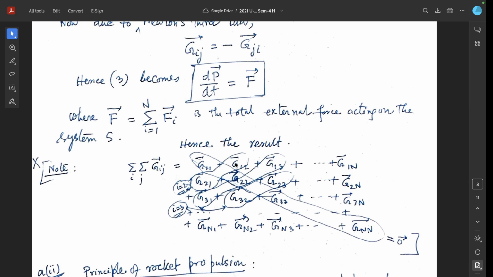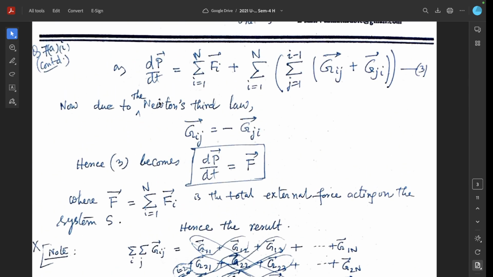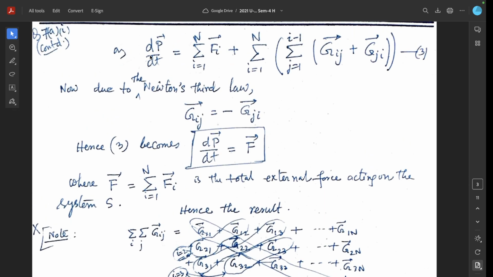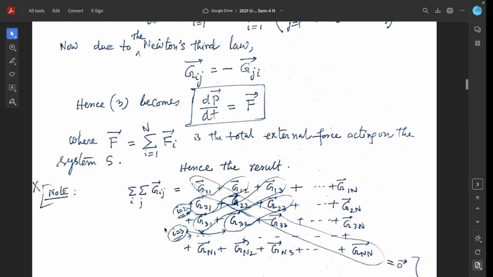g21 and g12 are opposite, so by Newton's third law g_ij vector equals minus g_ji vector, so they cancel each other, and this summation ultimately vanishes. So this becomes dp vector by dt equal to F vector, where F vector is the total external force, the sum of the external forces acting on the system S. Hence the result.